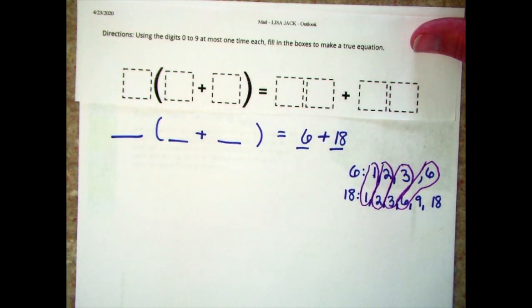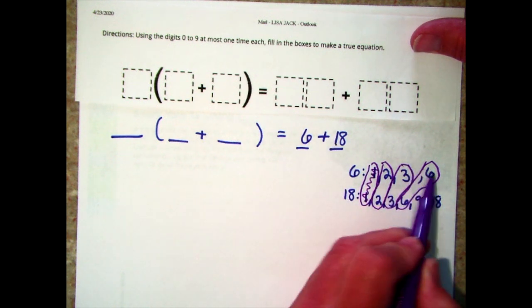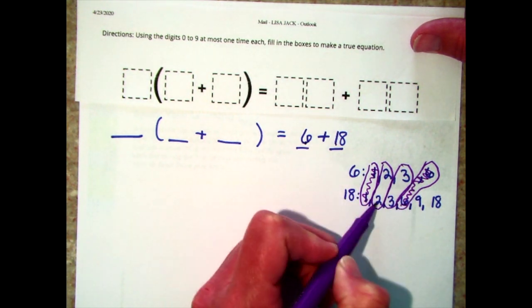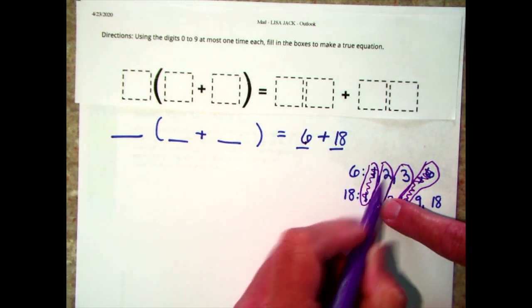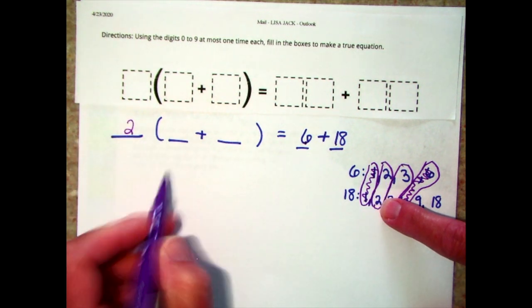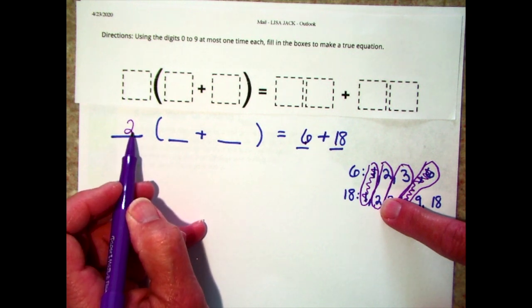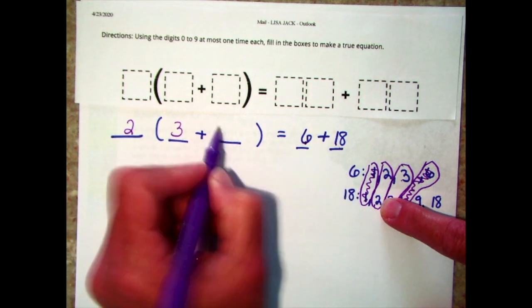Now, since the directions tell us that we can only use our numbers one time, we can't use the 1 because we already have it listed here, and we can't use the 6 because we already have it listed here. So let's go ahead and try the 2. So we want to think about pulling this common factor out. And if you do that, you're going to put it on the outside of your parentheses. And then you're going to say 2 times what is going to give you 6, 2 times 3, and 2 times what is going to give you 18. That's going to be 9.